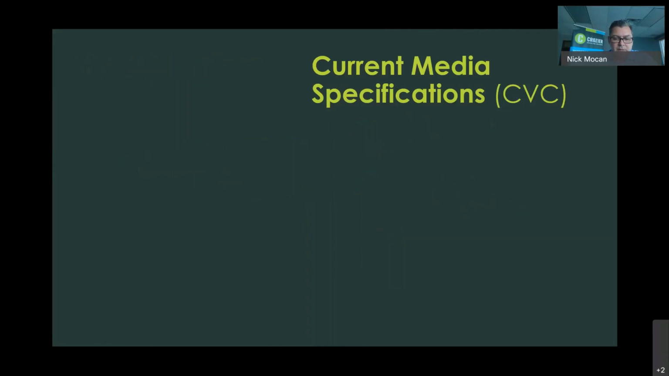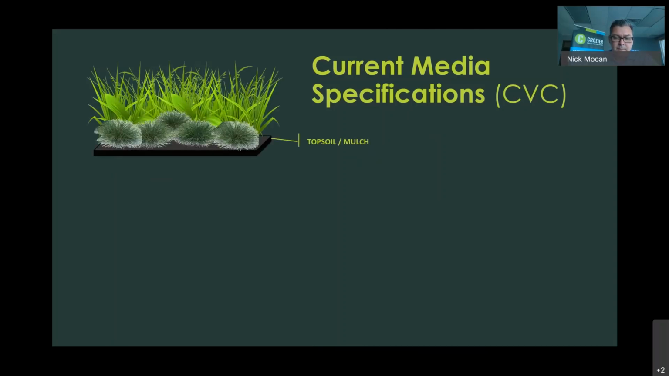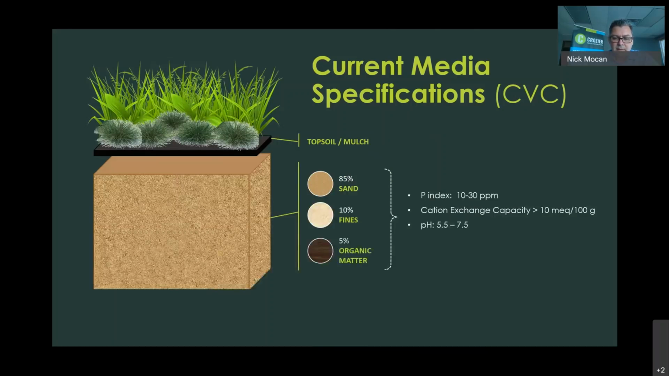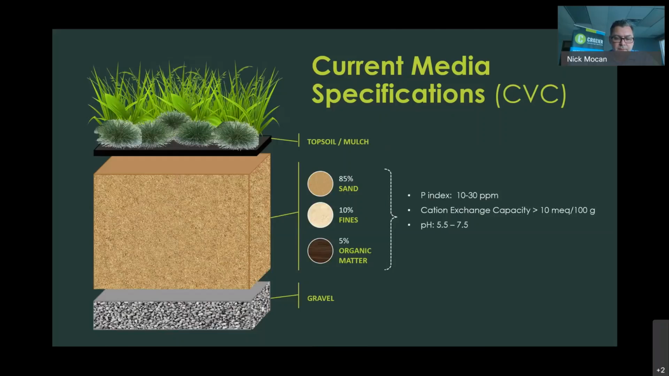The basic components of bioretention media listed in CVC's guidelines here in Ontario include a topsoil or mulch layer at the planting surface, and subsurface media that includes mostly sand, some fines and organics. A layer of gravel is also recommended to promote infiltration into the native soils. Depending on the supplier of this material, the installation contractor, and the inspection protocols, we actually found that the bioretention media we've uncovered in the field varies considerably.